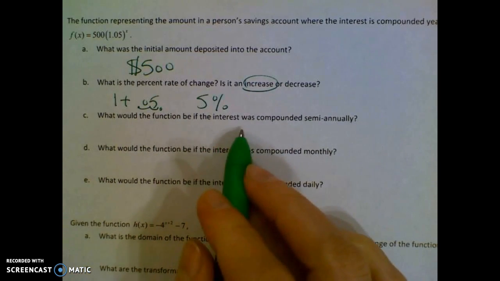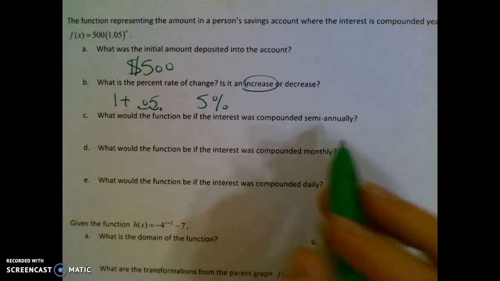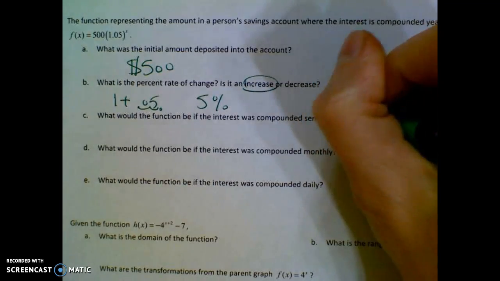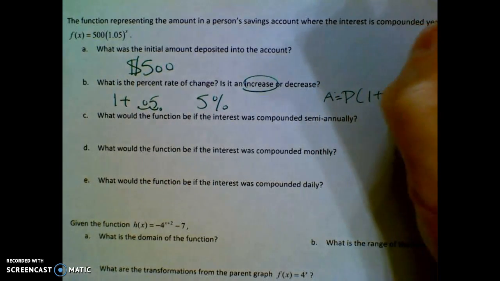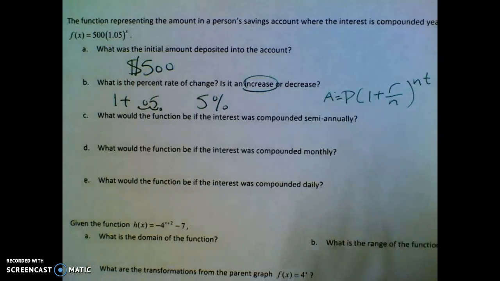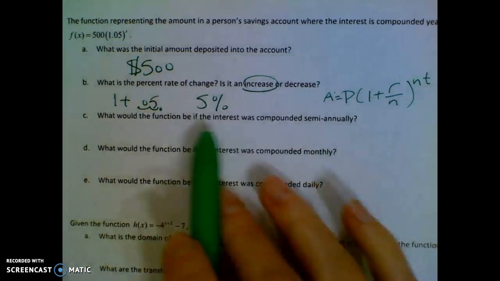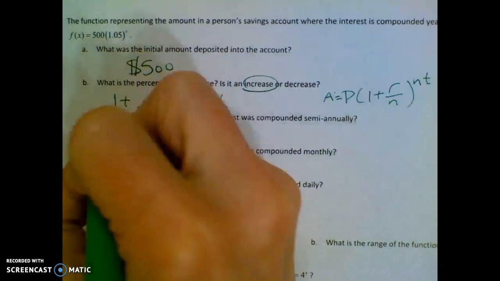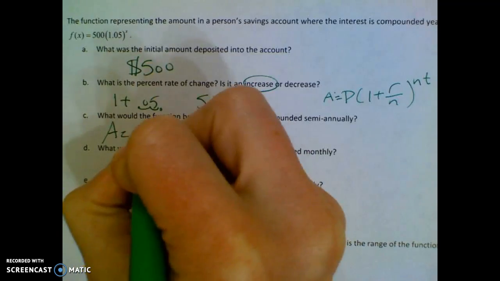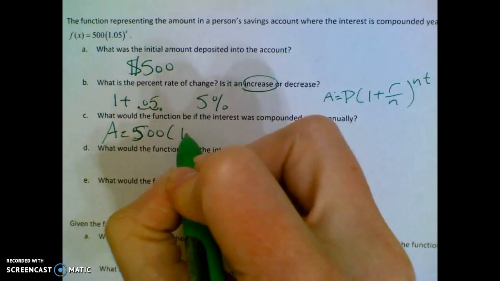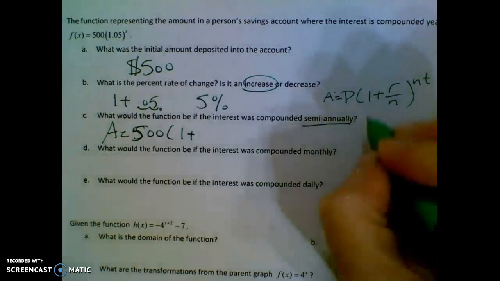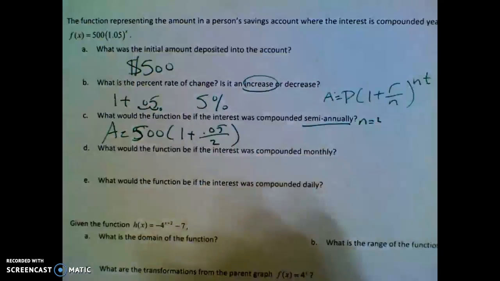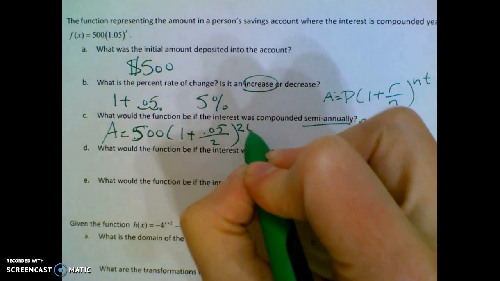What would the function be if the interest was compounded semi-annually? Well, it's going to be on your formula sheet, but your equation is A equals P times 1 plus r over n to the nt. And r is your rate, so that's going to be that 0.05. n is the number of times compounded yearly, and P is the principal. So A equals 500, 1 plus, and it's compounded semi-annually, which means that it's twice per year. So 0.05 over 2, and then nt is going to be 2t.